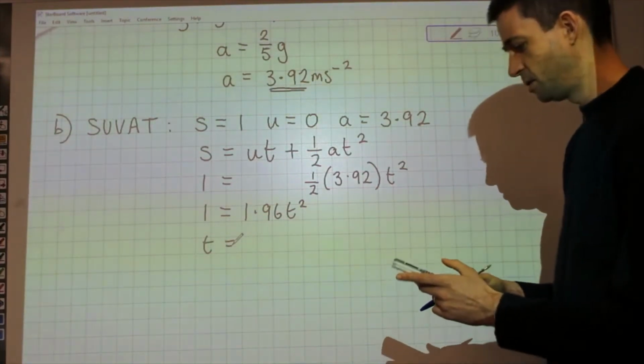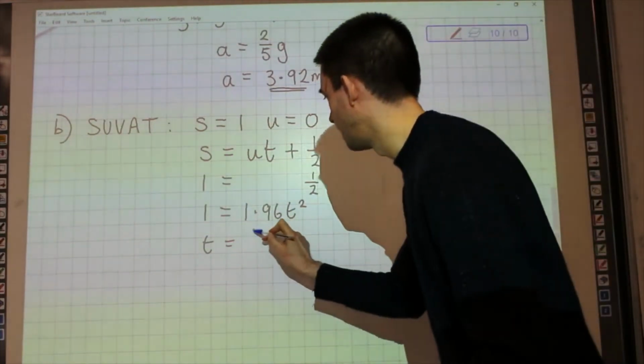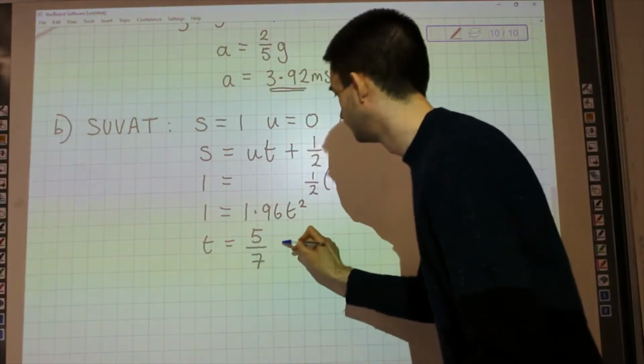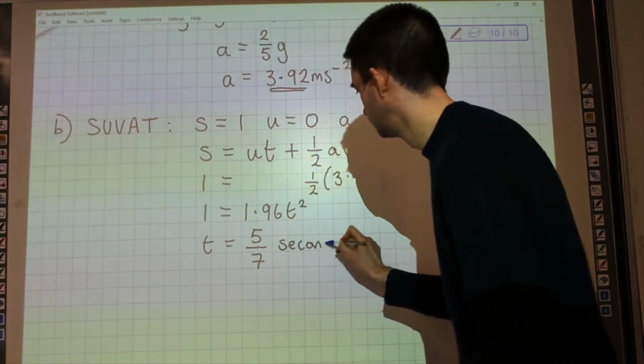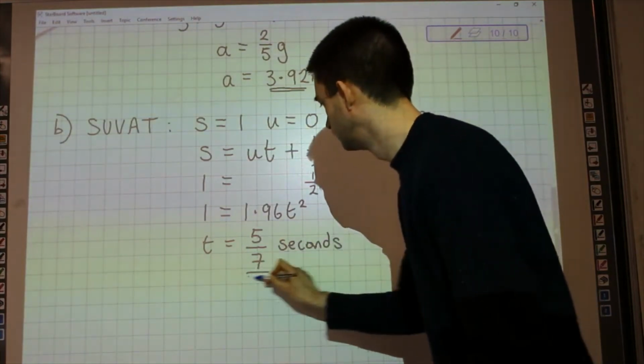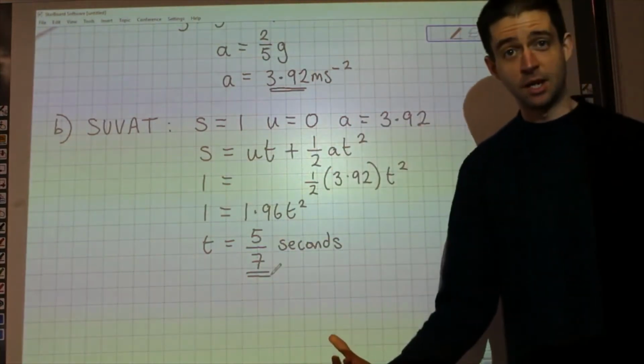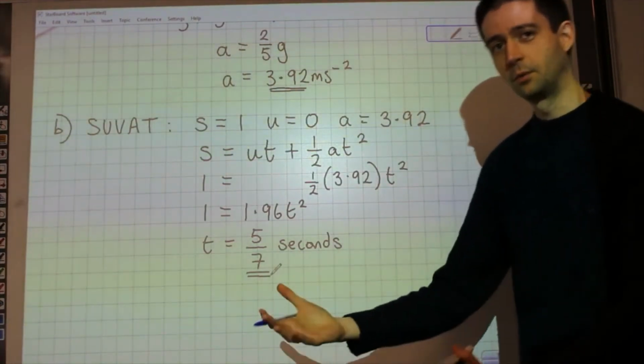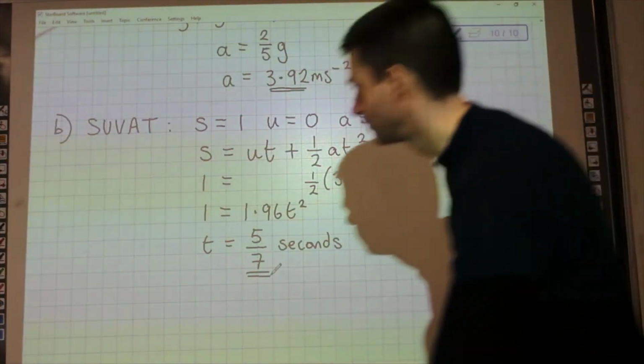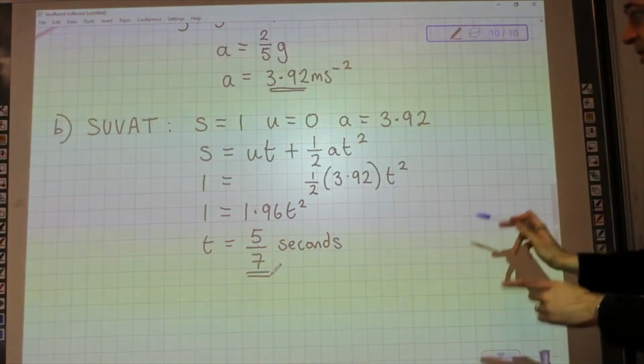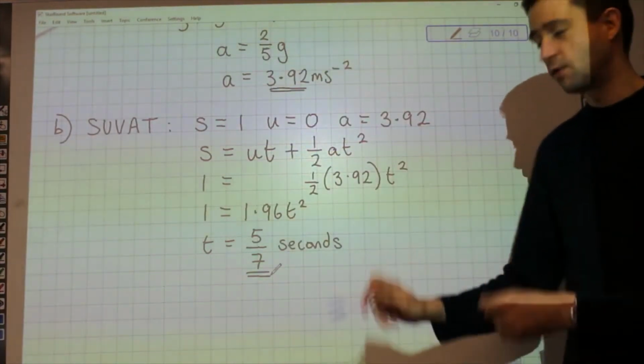So square root that, you come out rather beautifully with T is exactly 5/7. Technically it's plus or minus because we're square rooting. Of course we're not going to worry about the negative because it's time. So that is part B, the time taken for B to hit the ground.